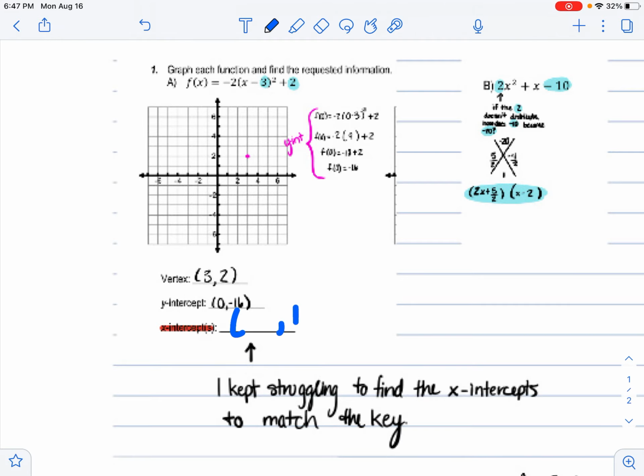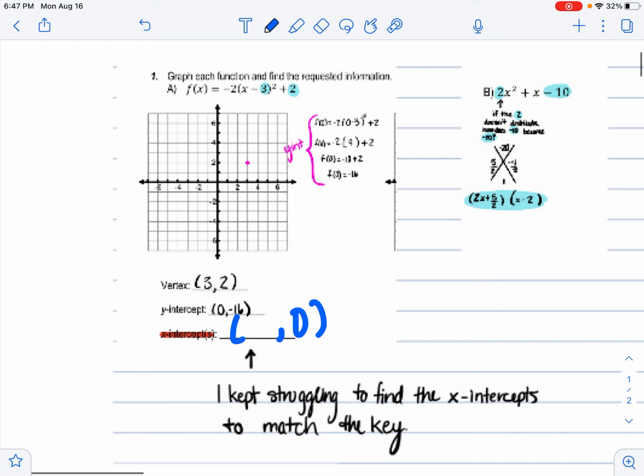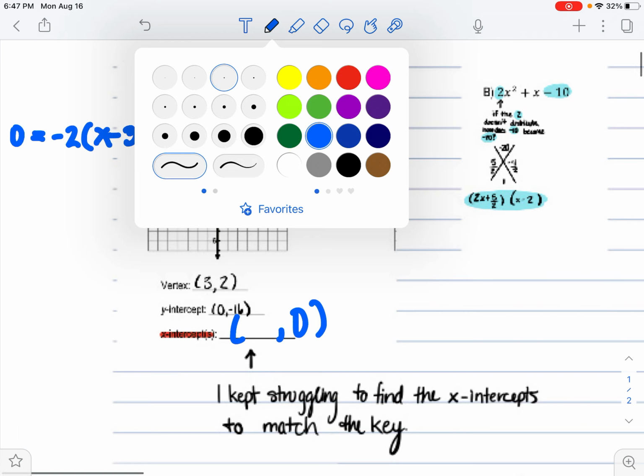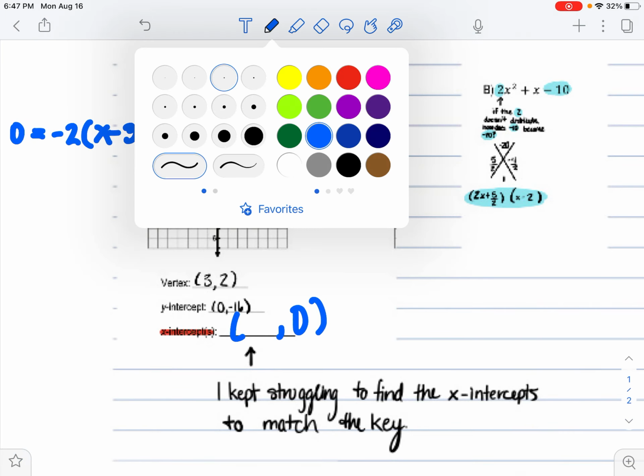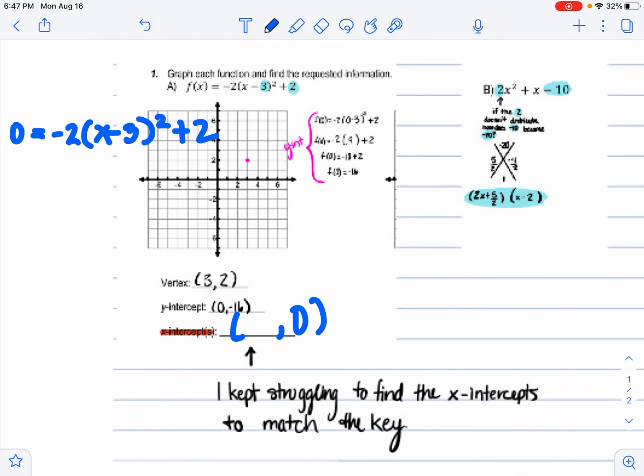All right, so they're always something comma 0. So now I have to figure that out. This is when y is 0. So I'm going to do 0 equals negative 2 times x minus 3 quantity squared plus 2. Let's take the pen thickness down here because it's a little too much for me. All right, so now I need to solve this equation.